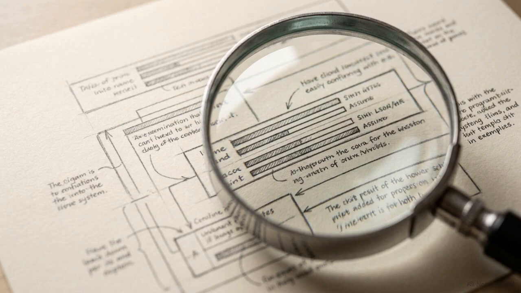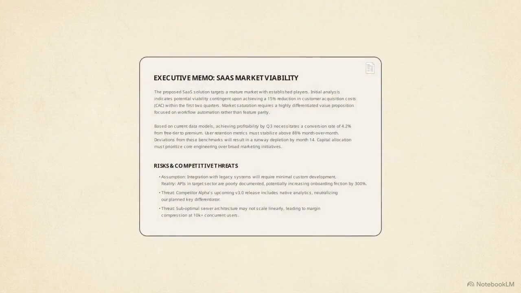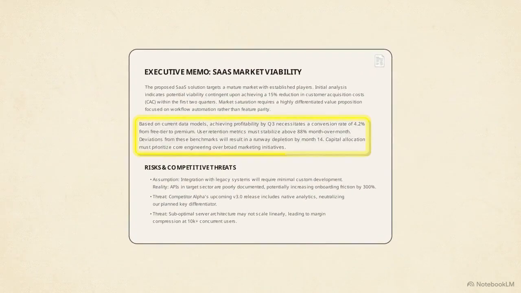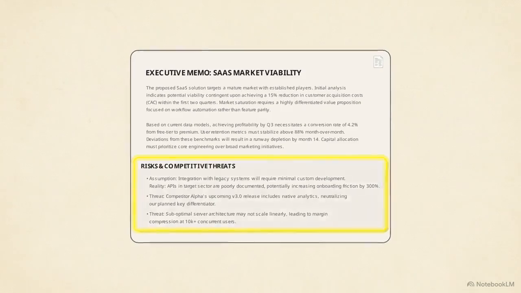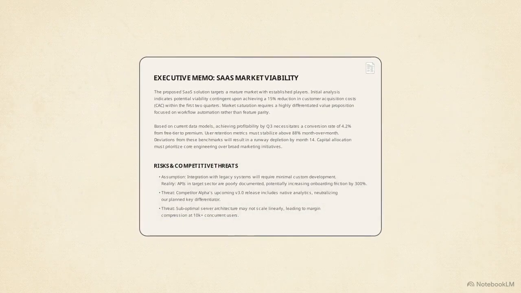Let's review the final text to ensure our constraints and success criteria held up under execution. Reading through the memo, there is 0 motivational filler. Instead, as you can see highlighted here, the model correctly identified hidden assumptions in our business logic and mapped out specific competitive threats using a direct, evidence-based tone.